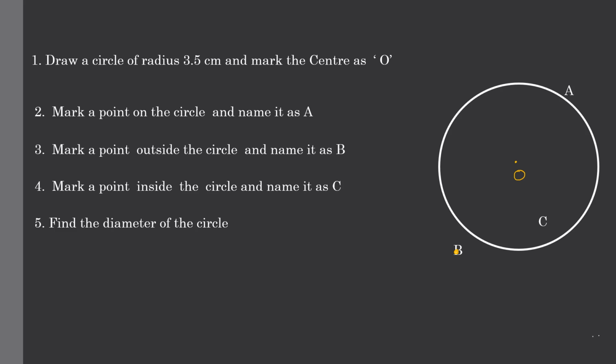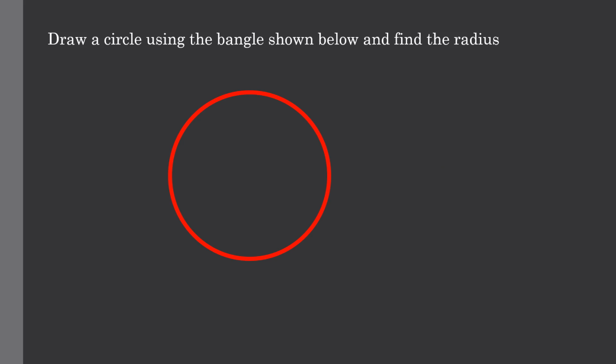Now, find the radius of the circle. As the radius is given as 3.5 cm, how will you find the diameter? Yes, diameter is 2 times radius. So, diameter will be 3.5 plus 3.5, and that is 7 cm. So, the diameter of this circle is 7 cm. If I give you the radius of a circle, it is very easy for you to draw it and find the center.